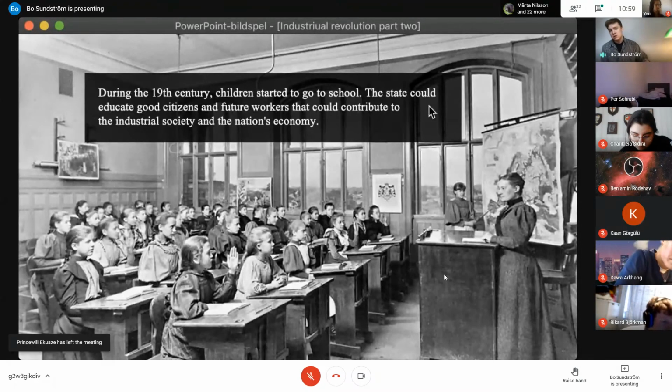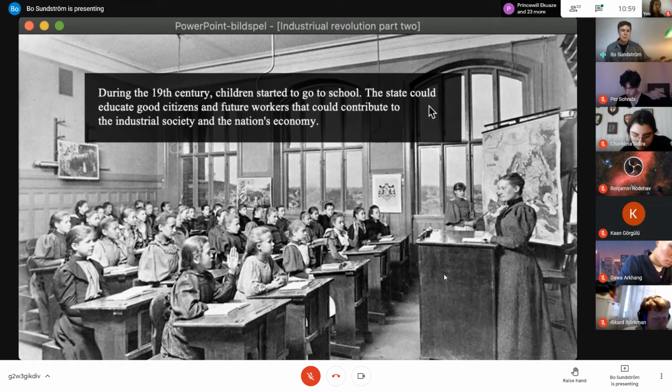This, of course, has to do with nations competing against each other. So it's important, if you want to be a rich nation, that you have good workers that could work for you in the factories, that know standard facts, that perhaps could read the newspaper and so on. So it was necessary to have a good school. It was a necessity for a rich industrialized society.